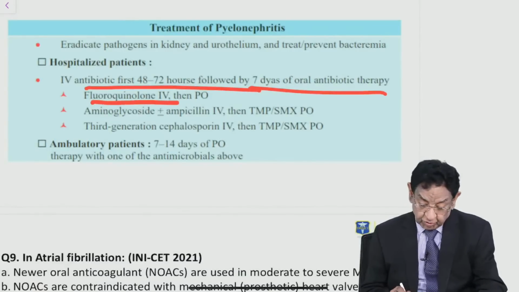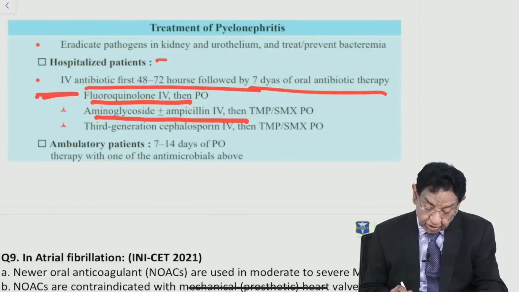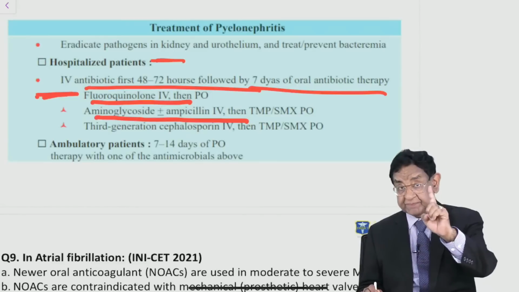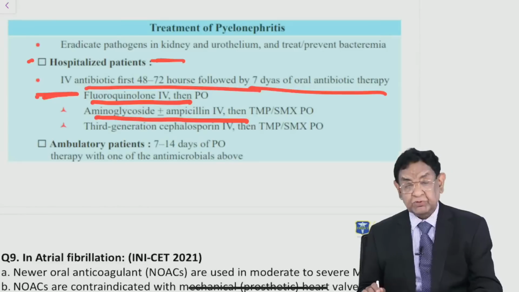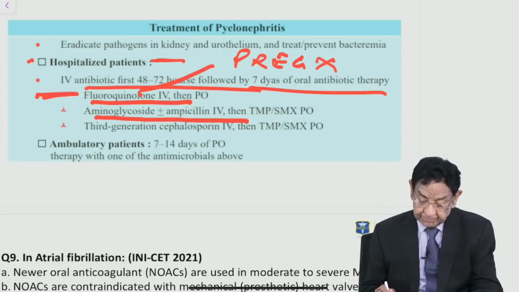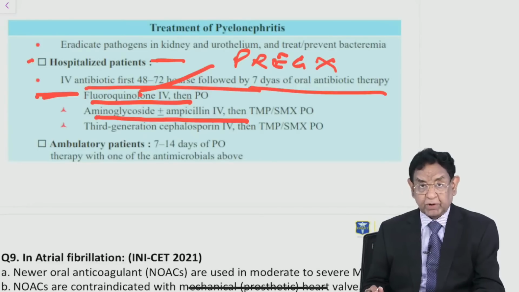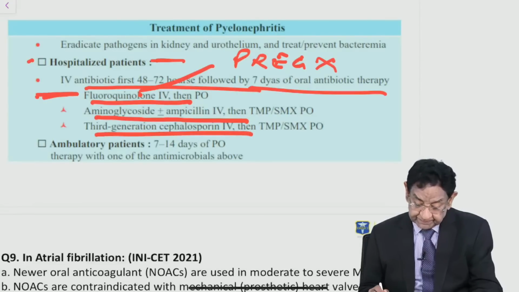We give fluoroquinolone. We can give aminoglycoside, ampicillin. Remember, here I am talking about routine hospitalized patient, not pregnant patient. Point to be noted, I am talking about hospitalized patient. How to treat a case of pregnancy? This drug is usually not given in pregnancy, because that can lead to bony problem in the child. Third generation cephalosporin we can give safely.